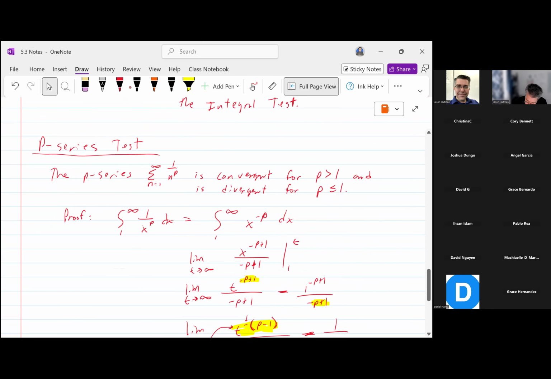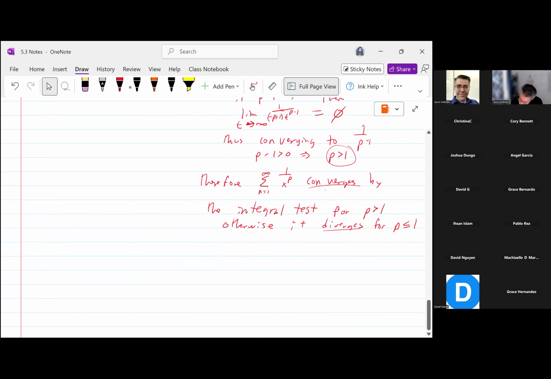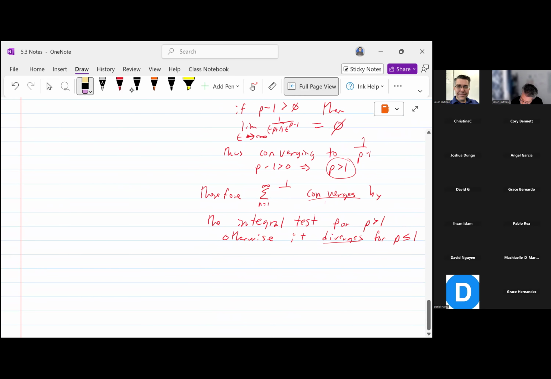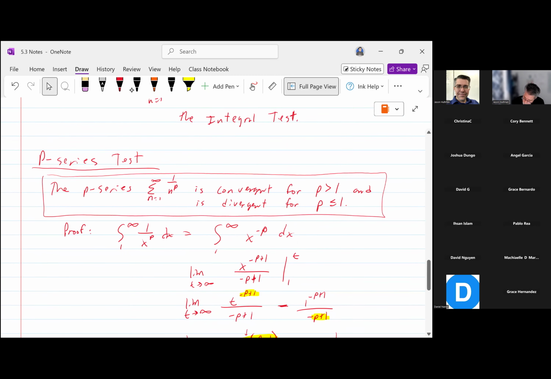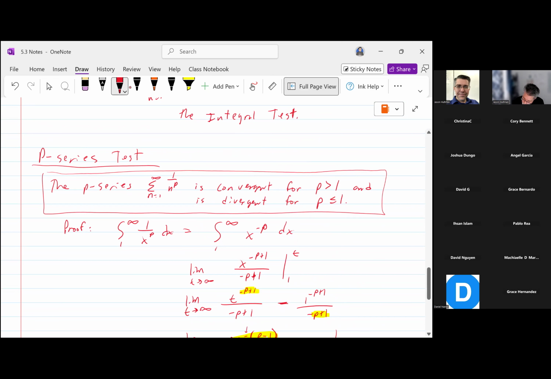It was back here. The p series, 1 over n^p. Oh, this should be n^p, I'm sorry. 1 over n^p converges for p greater than 1 and is divergent for p less than or equal to 1.